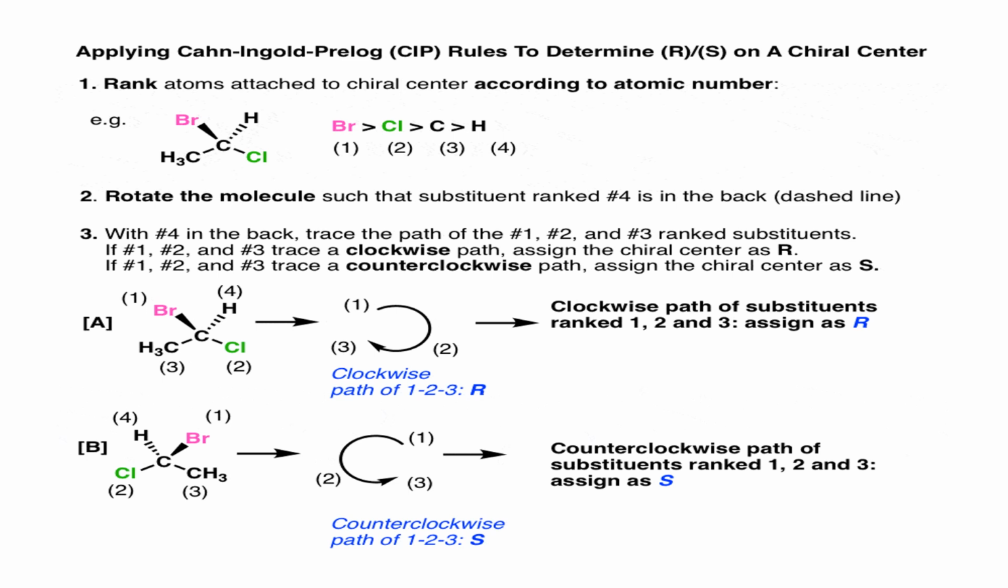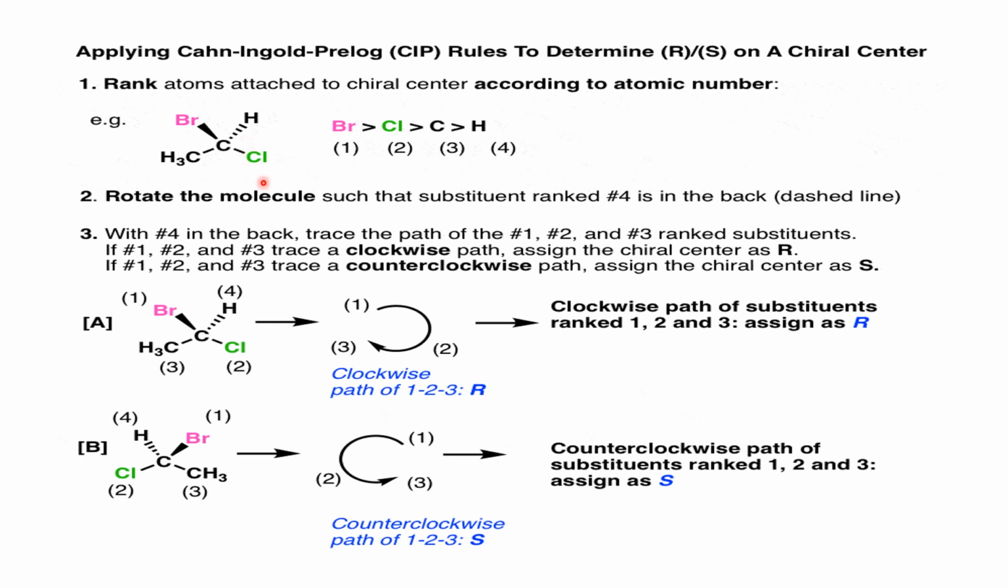For example, take this molecule. This is the molecule, and we have an asymmetric carbon atom here. In that asymmetric carbon atom, we have bromine, chlorine, hydrogen, and the carbon of a methyl group. So the different atoms attached to this asymmetric carbon atom are bromine, chlorine, hydrogen, and carbon. We know bromine has the maximum atomic number. Hence, the first priority is to bromine.